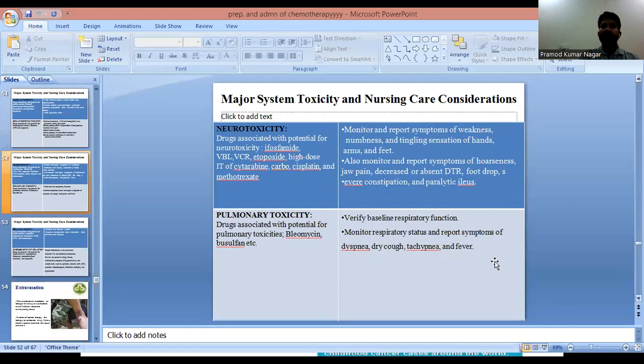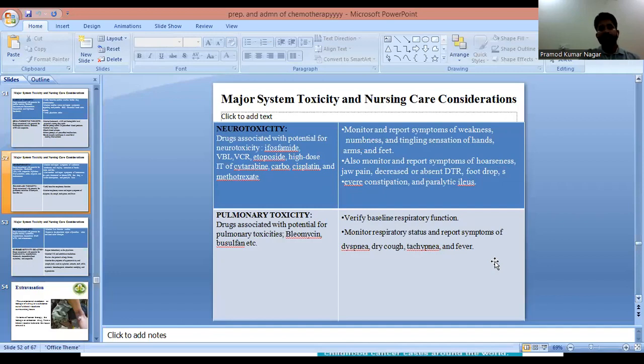In neurotoxicity, the drugs associated with this toxicity are ifosfamide, vinblastine, vincristine, etoposide, high-dose ara-C, cytarabine, carboplatin, cisplatin, and methotrexate. The nursing responsibility is to monitor and report symptoms of weakness, numbness, or any tingling sensation. Also monitor and report symptoms of hoarseness, jaw pain, or decreased or absent deep tendon reflexes, especially jaw pain in the case of vincristine, or severe constipation or paralytic ileus.